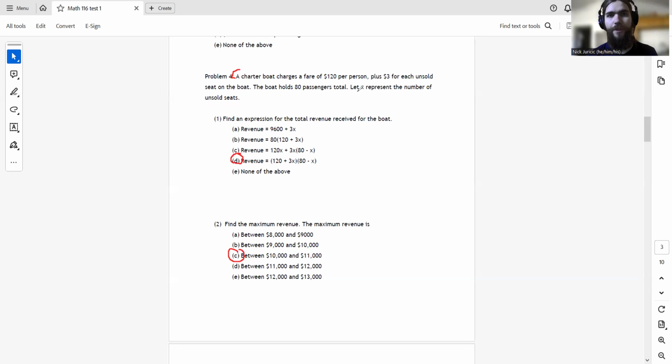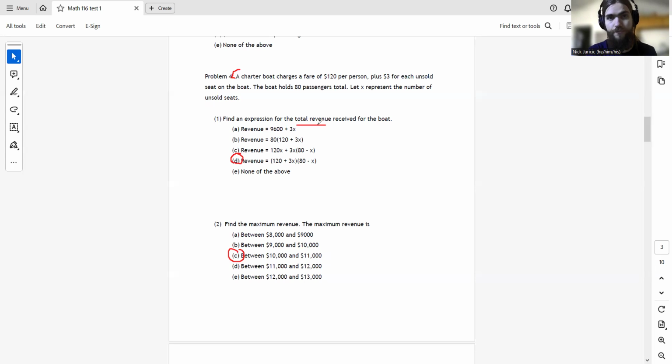And they say let X represent the number of unsold seats. So not the total number of seats, but the number of unsold seats. They want us to find the total revenue received for the boat. Now, there's a lot here, but to get an initial handle on it, we can look at what they're asking for.